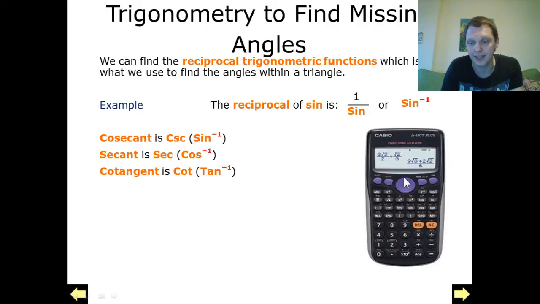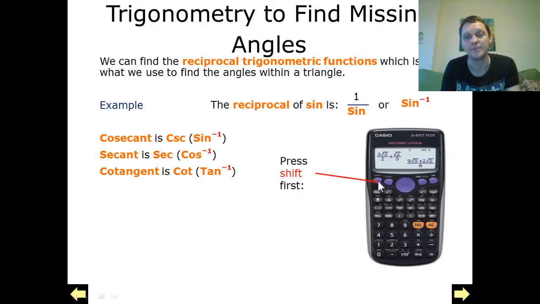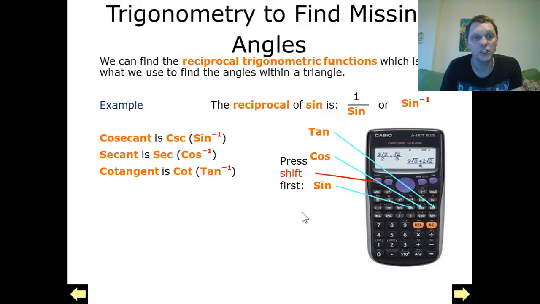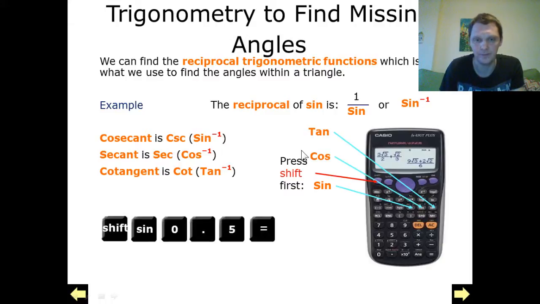Here we've got our standard calculator, in which case, to use these functions, the majority of the time we've got to hit our shift button beforehand, or we might have a function button up here. Then we hit our sine button, or our cos button, or our tan button to access these. This is when we are looking to find missing angles. When we're looking to find missing sides, we won't need to press shift beforehand.